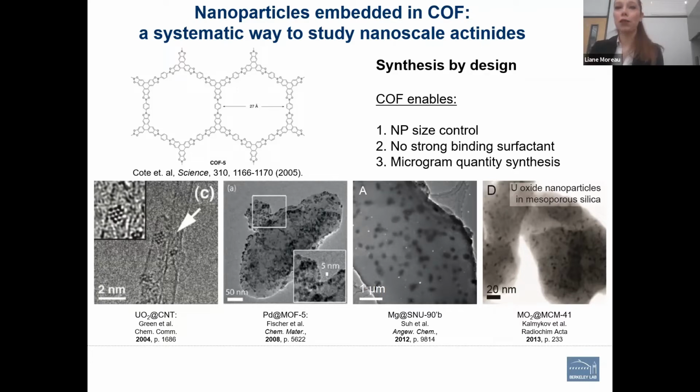And so what that allowed us to do was presumably control the size, to not have any sort of strong binding surfactant species, which can complicate pictures in colloidal synthesis systems. Because we need to stabilize the nanoparticle surface with organic ligands, as well as would enable microgram quantity synthesis, which isn't always something that we worry about so much in non-actinide systems, but if we want a sustainable way to look at actinide synthesis in systems that may span into transuranics, then we're going to need to come up with ways where we can reduce the amount of material that we use, so we reduce the amount of waste that's generated in our synthetic process as we test these things.